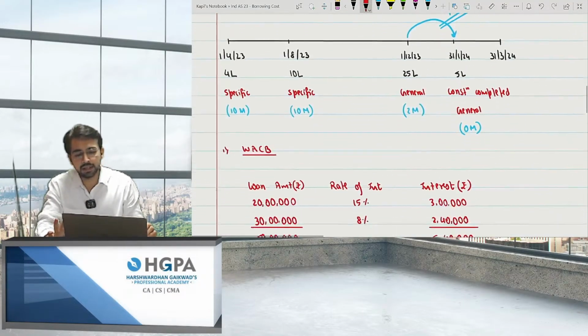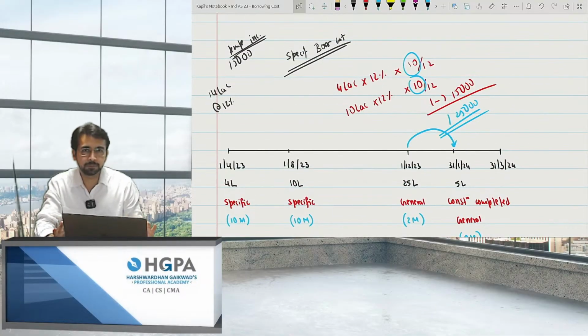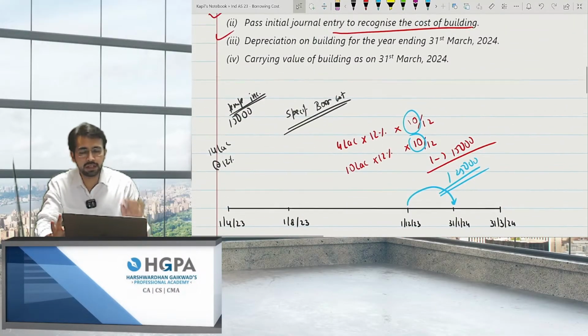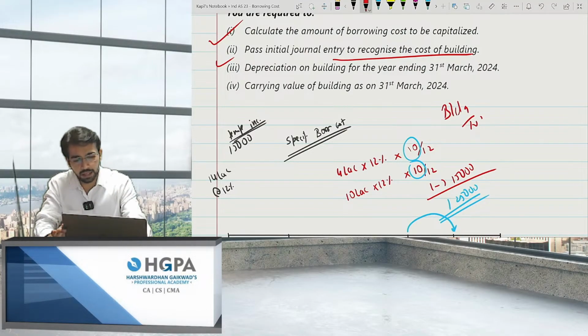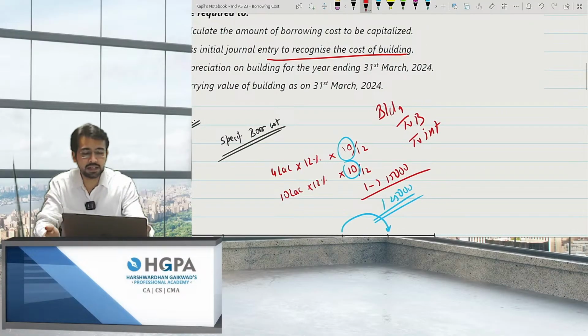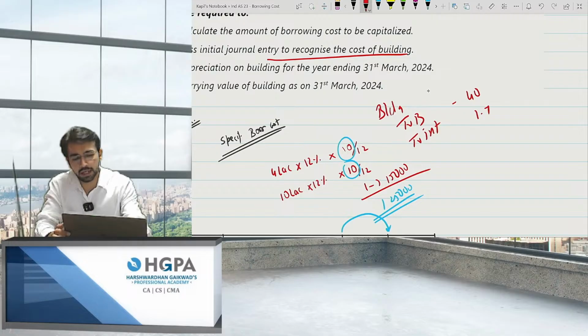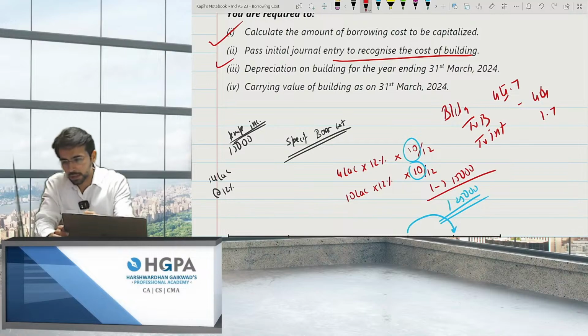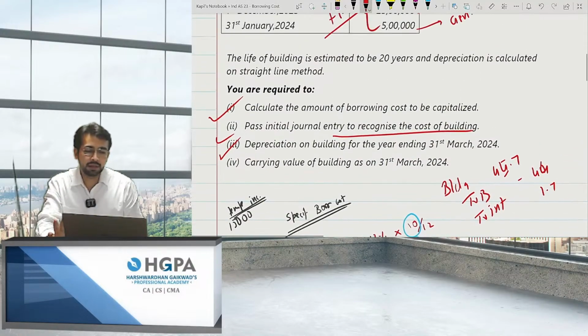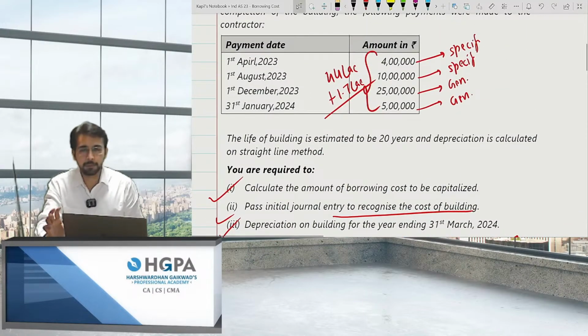So can I say the journal entry is nothing but building to bank or payable? Building to bank. And can I say to interest? Because the interest was, if I say interest payable or something, interest was 170, bank was 44, and 45.7 was the amount of building. Okay, second point done. Can any one of you tell me the depreciation for the current year?